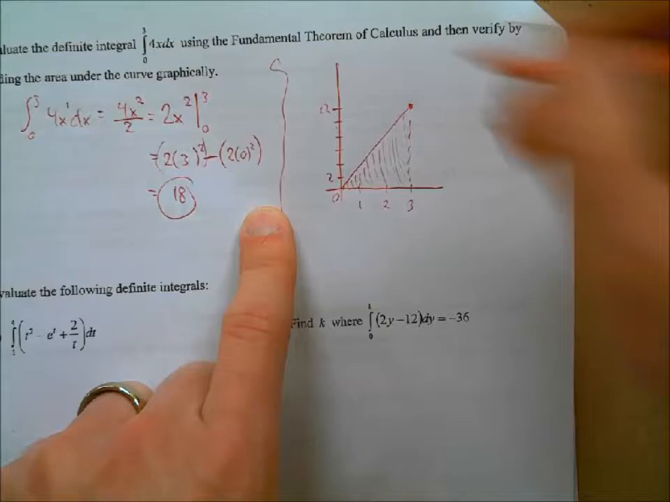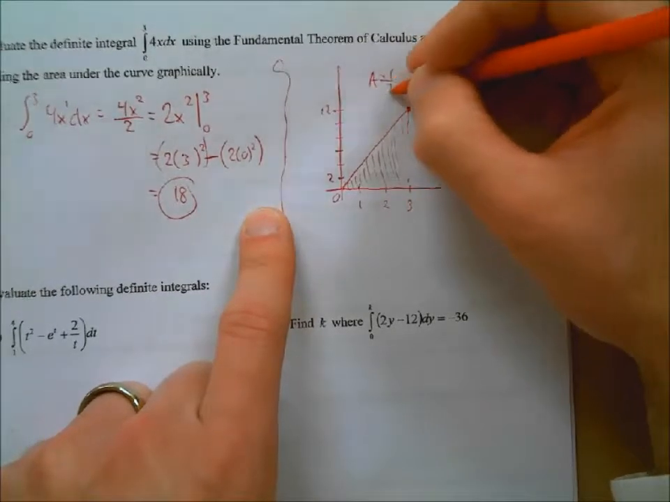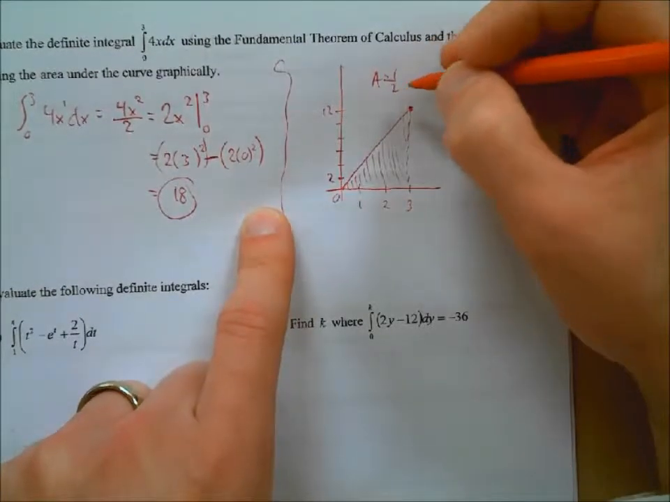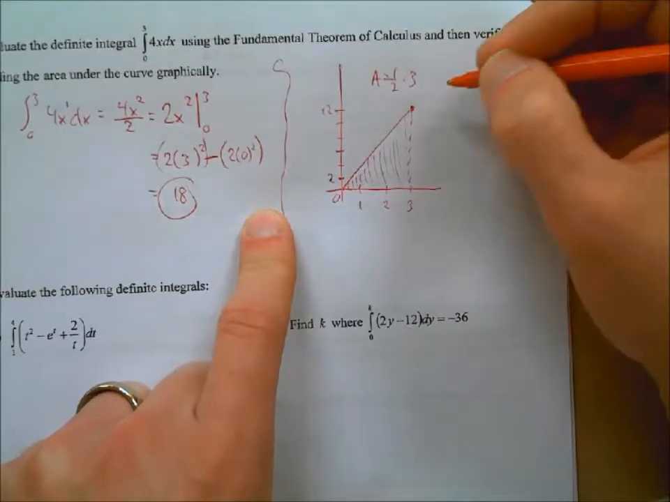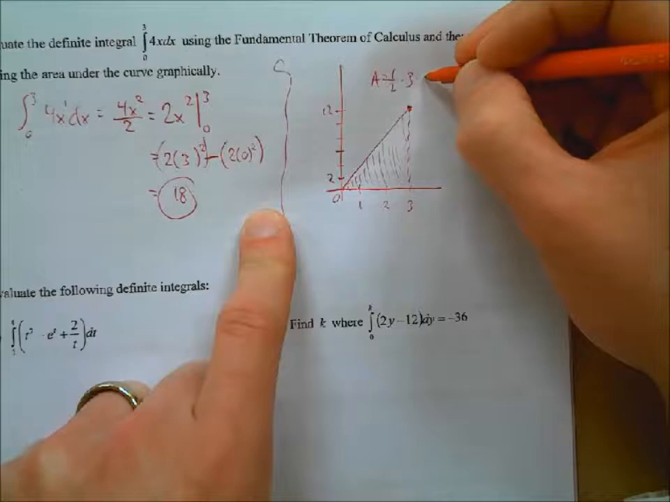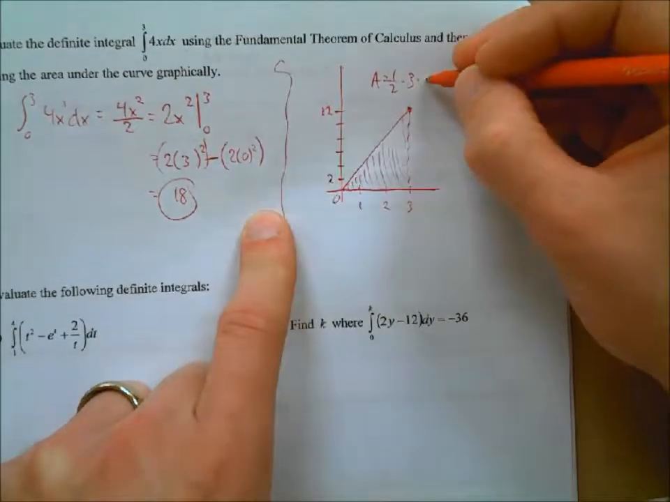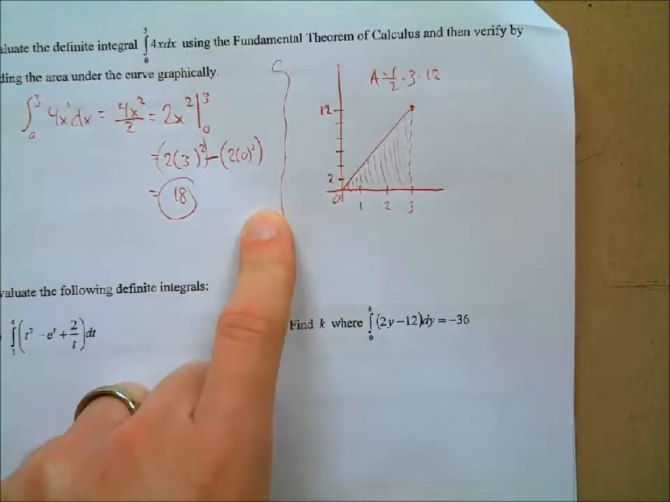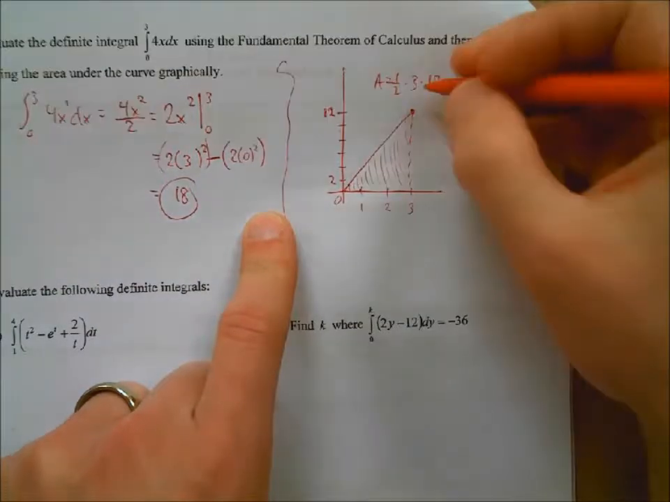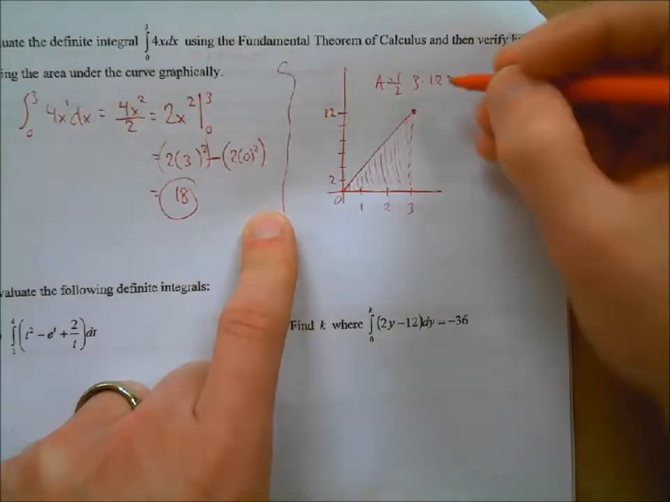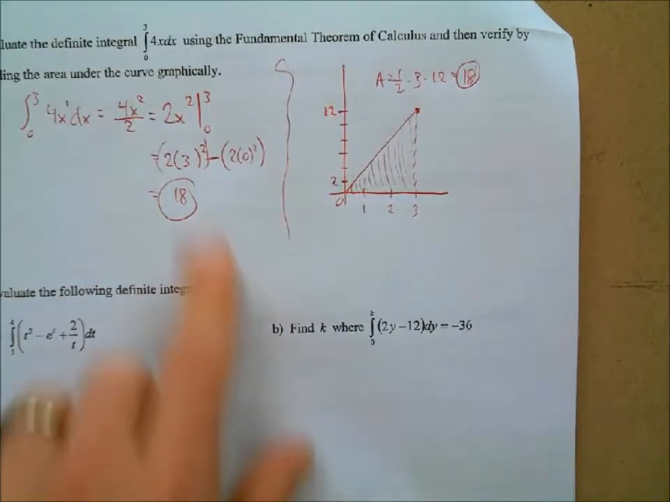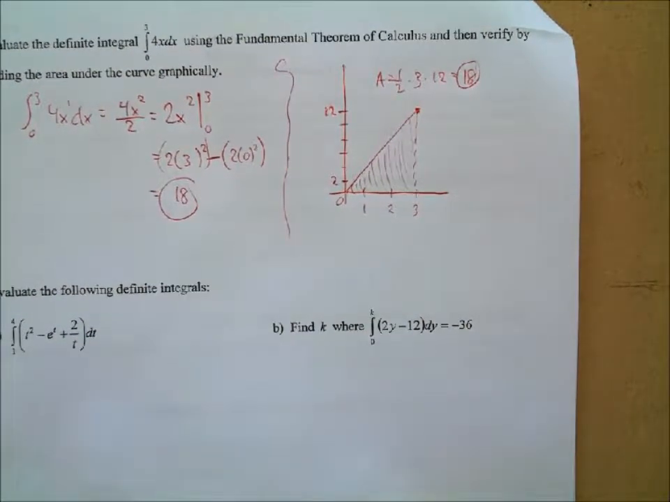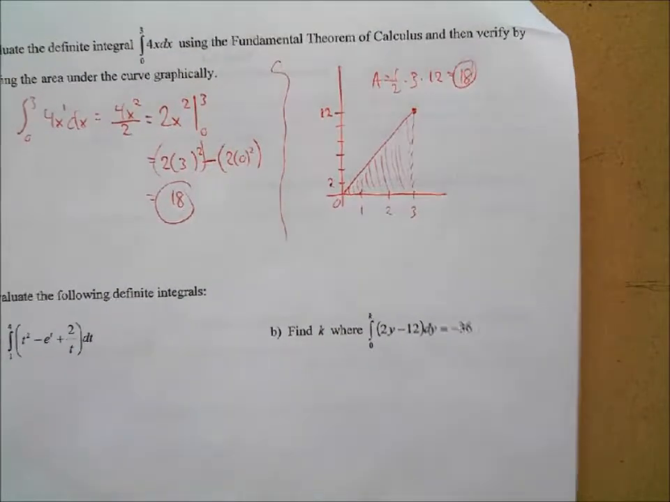This is a triangle, right? Area of a triangle is 1/2 base times height. What's the base of this triangle? 3. And then what's the height of it? This is a 12. So then that gives us 18 for the total area, which matches our 18 there, our answer. All good? So now let's try some more here.